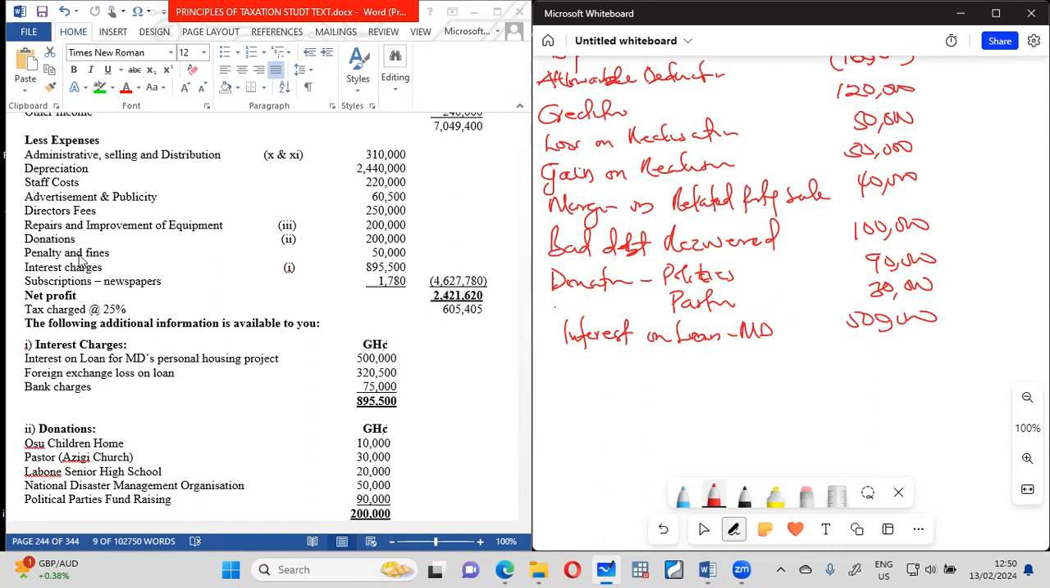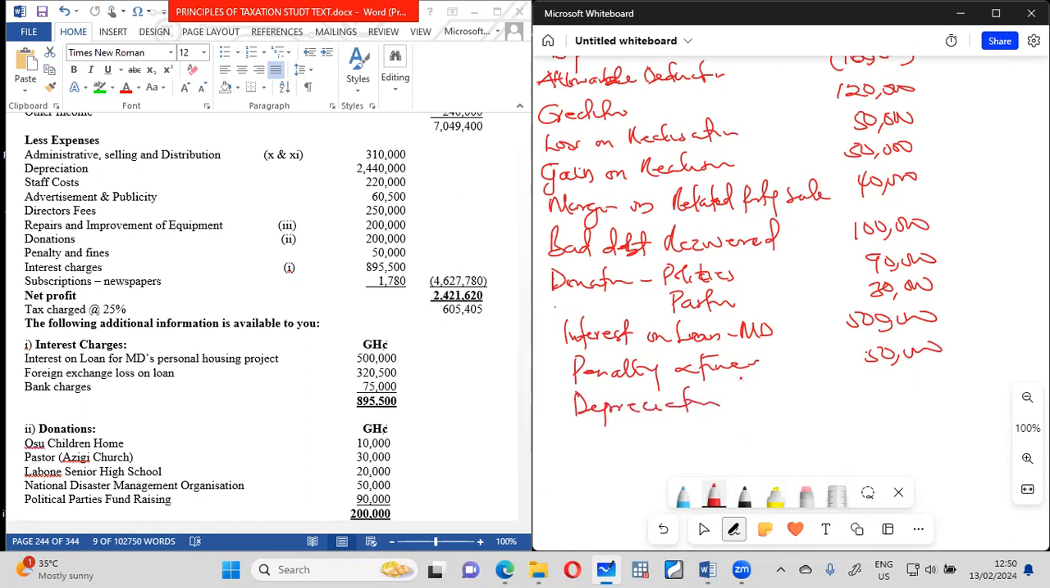Subscription, cool. Interest charges, we dealt with that. Penalties and fines, you should not be allowed that. So they deducted it, you add it back. How much is that? 50,000. Donation, we've dealt with it. Repairs, we've dealt with it. Director's fee, like we discussed. Advertisement, yes. Staff cost, depreciation.